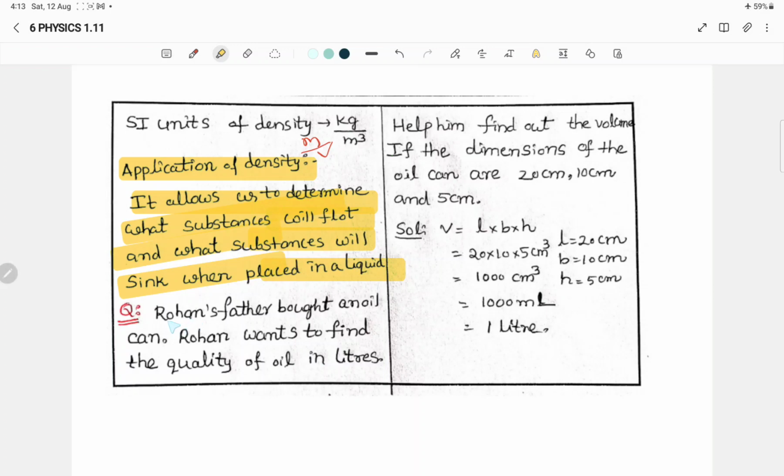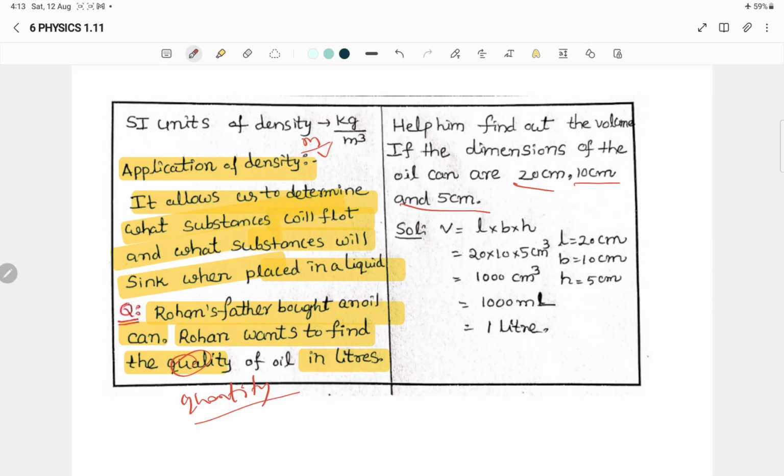See here, one question is there. Rohan's father bought an oil can. Rohan wants to find the quantity of oil in liters. Help him find out the volume if the dimensions of the oil can are 20 centimeters, 10 centimeters and 5 centimeters.